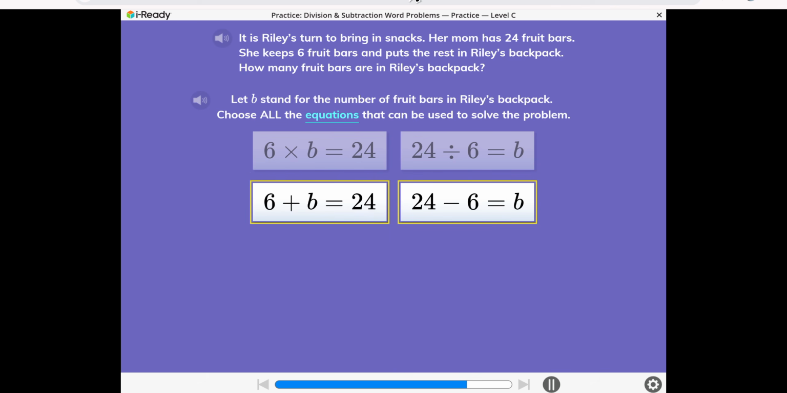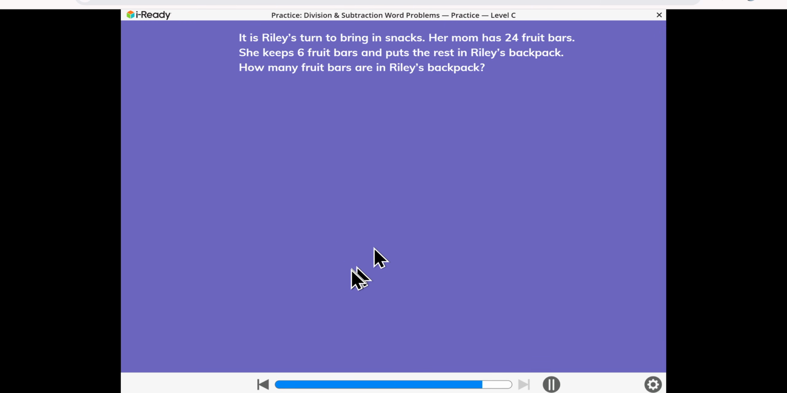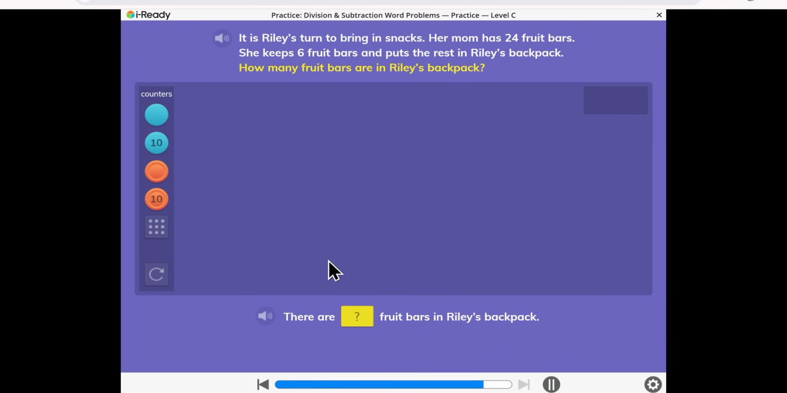24 fruit bars minus the 6 bars Riley's mom keeps is equal to B, the number of fruit bars in Riley's backpack. You can also think of this as 6 plus what number equals 24? How many fruit bars are in Riley's backpack?